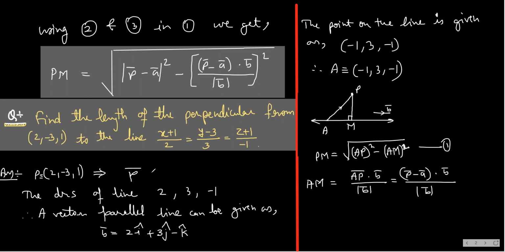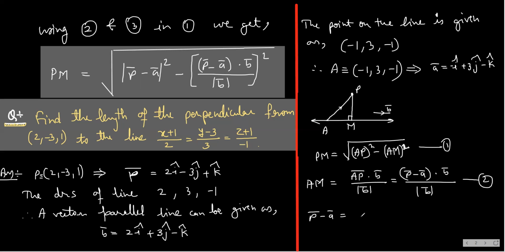P bar will be 2i cap minus 3j cap plus k cap. And what will be A bar? A bar will be minus i cap plus 3j cap minus k cap. So you will now go for P bar minus A bar. That is actually AP bar. Okay, you are calculating AP bar. It is P bar minus A bar.